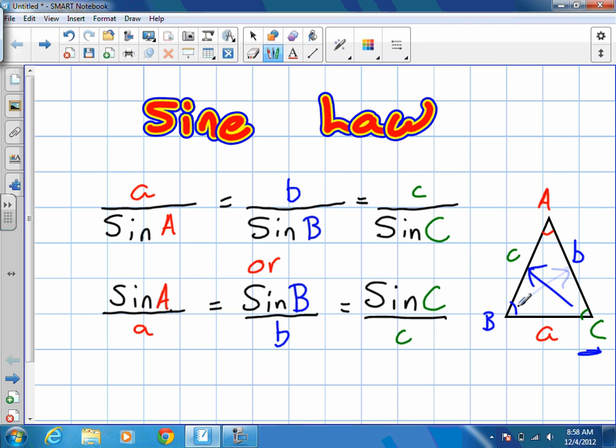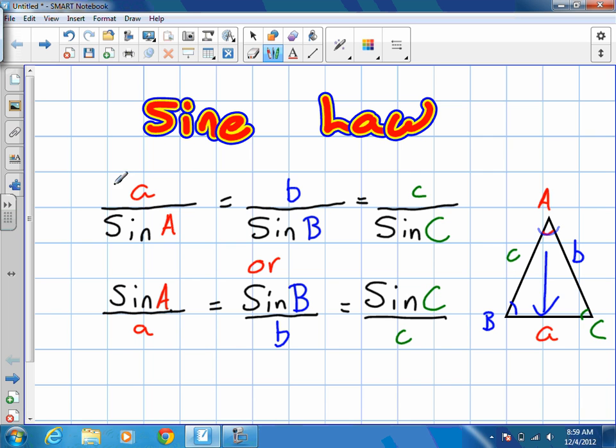It's very important you set the triangle up that way, otherwise this won't work. If you just randomly call this angle A and then this side A, these ratios won't work anymore. Okay? So in order for them to work, you need to set a triangle up where the name of the angle is opposite of the same named side.